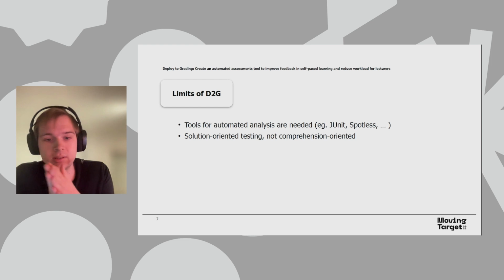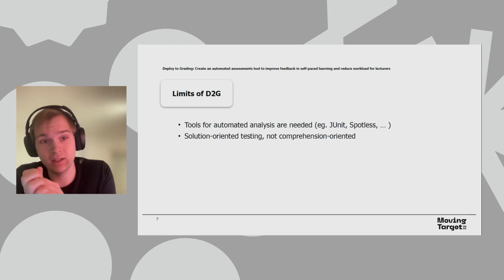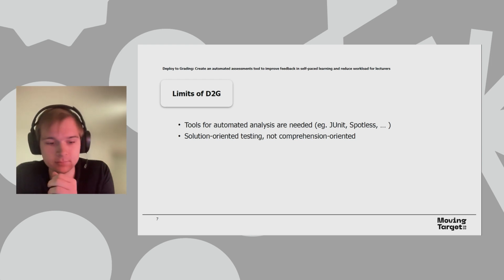Of course, this system also has its limitations. The biggest one: you need the appropriate tools to analyze the submission. In software development, there are many tools, but I'm pretty sure in other disciplines, this may be different. Possibly own tools must be developed, and this can be very time consuming to begin with. In addition, we only check whether the task has been solved correctly, not whether the students have really understood what they're doing. That's something you can't check in automatic grading.